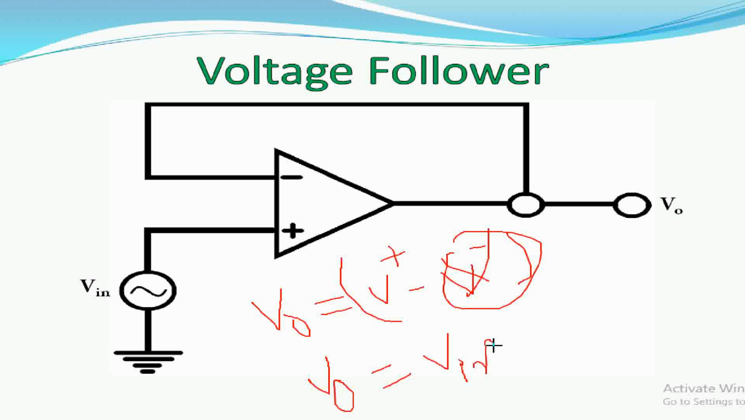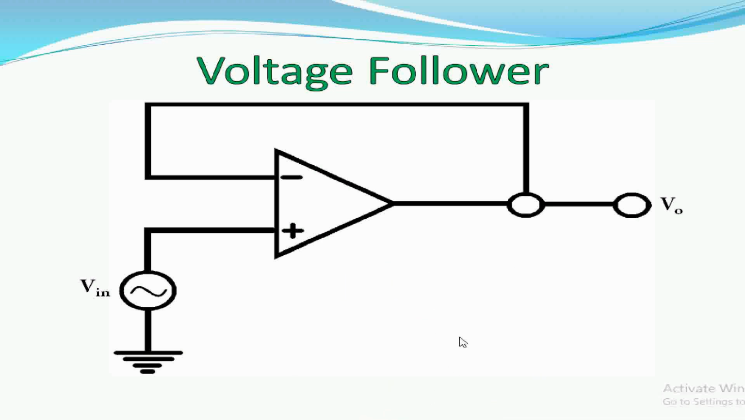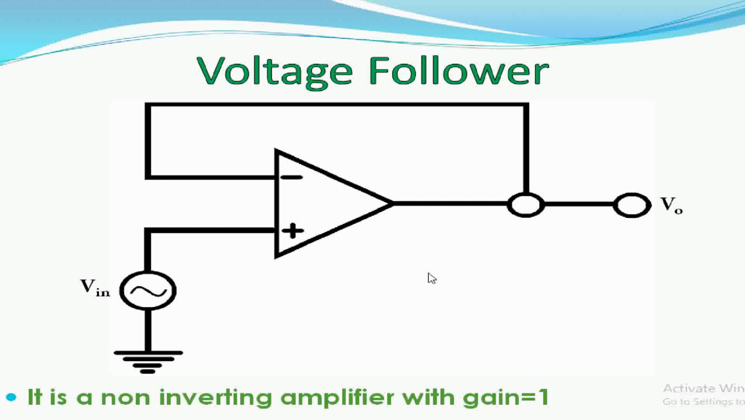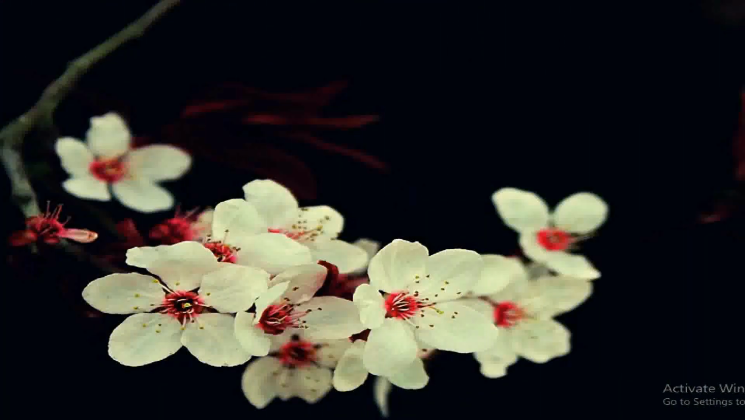The voltage follower is nothing but a circuit in which the output voltage always follows your input voltage. Whatever input voltage you apply appears across your output voltage. It is like a buffer. So it is a non-inverting amplifier with gain of 1. Thank you.